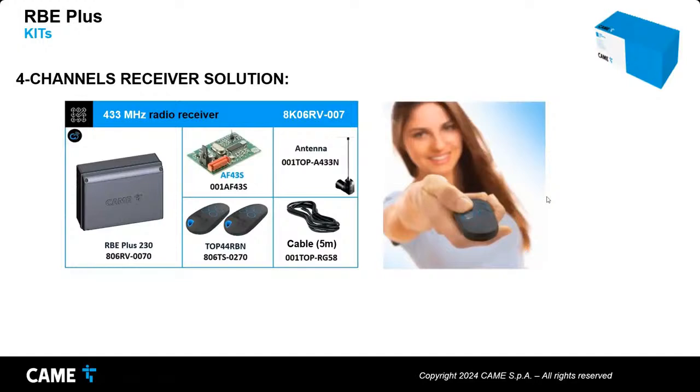So basically, in this situation, if you use only transmitter, you do not need to use any other facility. Of course, you need the RBE Plus inside the kit. You need transmitters. In this case, 2 are already included into the kits with the IF43CS board, the antenna, and the cable of the antenna. So this is the 4-channel receiver solution.